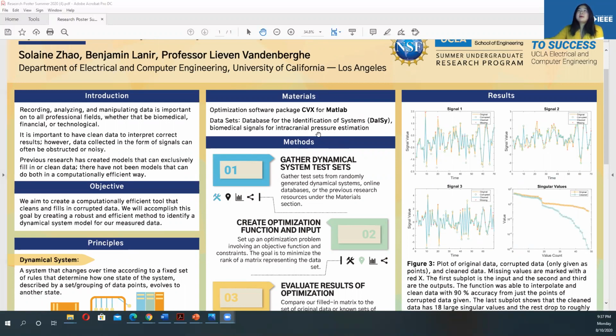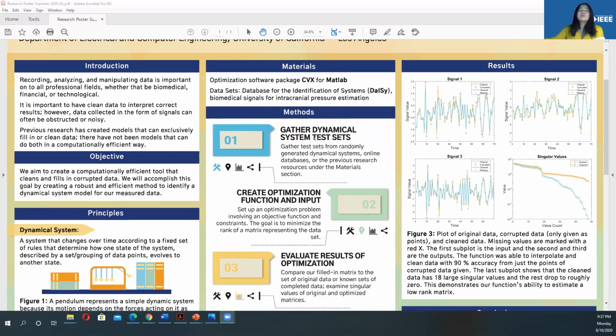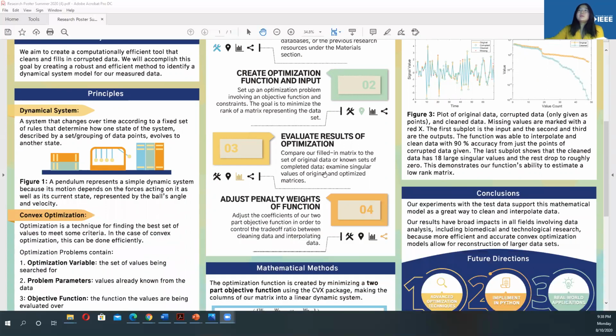Now I'll explain the step-by-step methods that we took. First, we gathered test data from various dynamical systems that we either found online or created ourselves. Second, we coded an optimization problem by creating an objective function, which we would try to minimize, and I'll explain more about that later. Third, we compared our clean data to our original data so we could see what needed to be adjusted. And fourth, we adjusted the various weights and numbers in the equation so we could get better results.